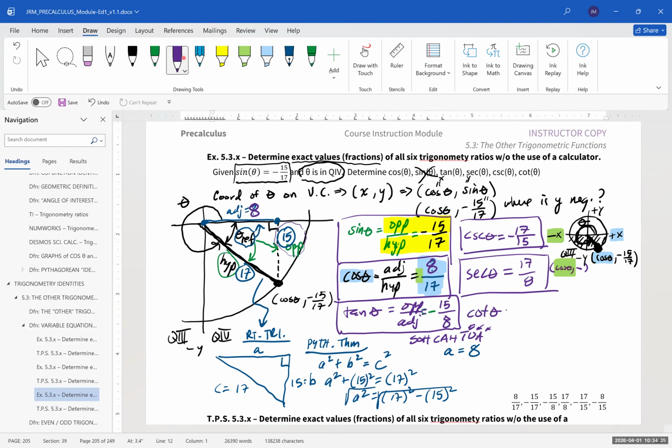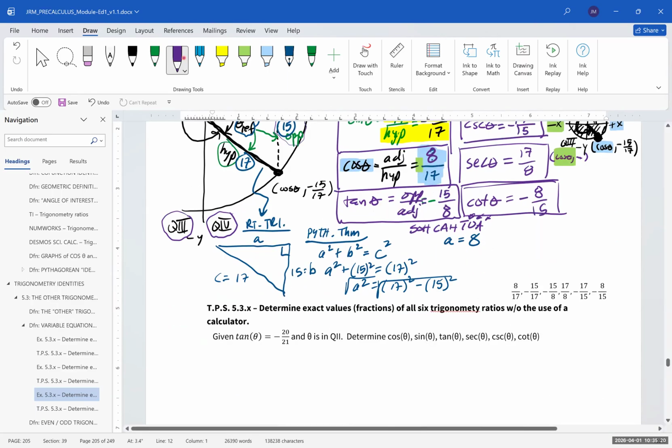So here, cotangent theta is going to be equal to the reciprocal of that. So that's still going to be negative, but it's going to be 8 over 15, like that. Okay. So when figuring out these other trig functions, you really have to make sure that you're putting everything in the context of the quadrant that you're in, and whether you're dealing with positive values of x or positive or negative values of y. All right. Yep, that's right.